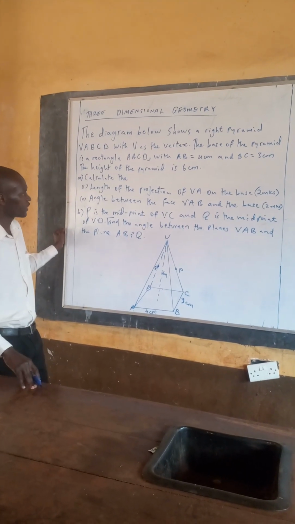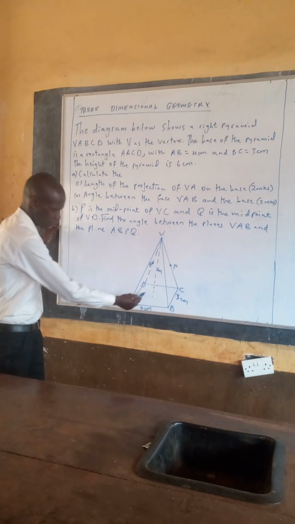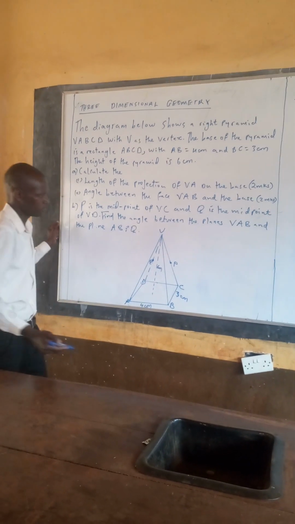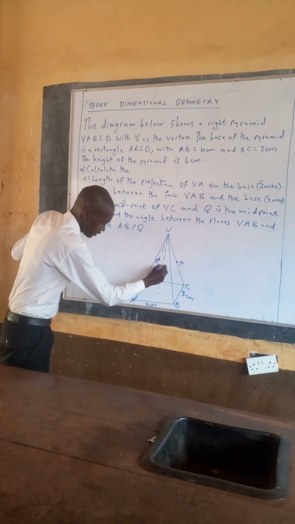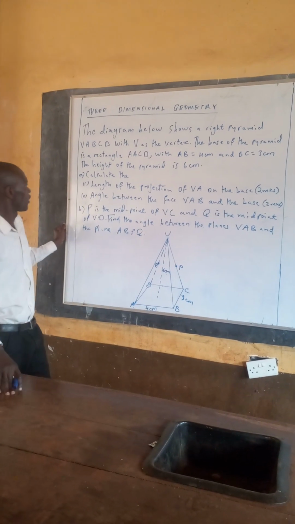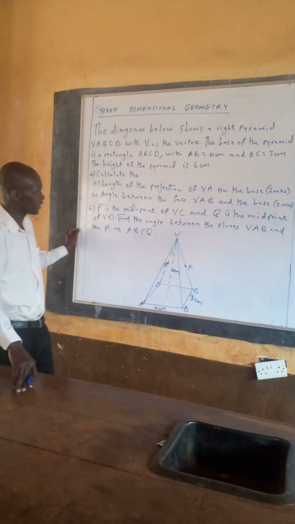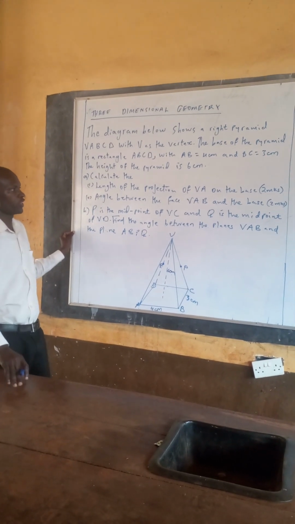And then the height of the pyramid is 6. So from this middle part to the top will be 6 centimeters. This one is 6 centimeters, just like that. Therefore, the first question is: calculate the length of the projection of VA on the base.